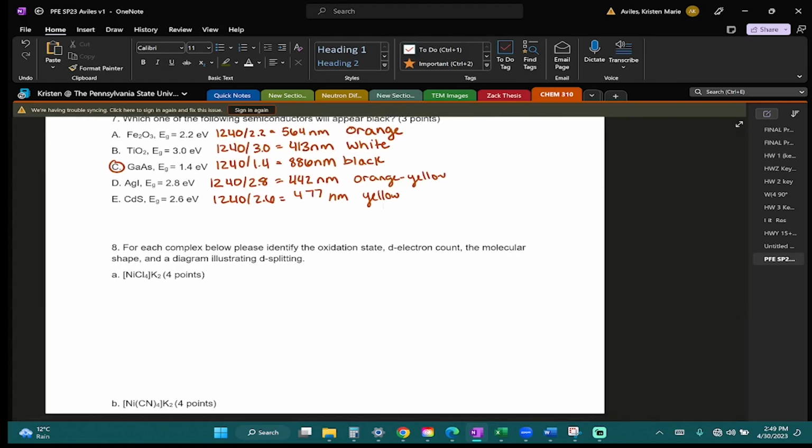So the next one is just identifying the oxidation state, the d electron count, the molecular shape, and then drawing the d splitting based off the molecular shape that we found. So for the first one, they give us K2NiCl4. So what's the charge of my individual complex there if I remove the counter ions?